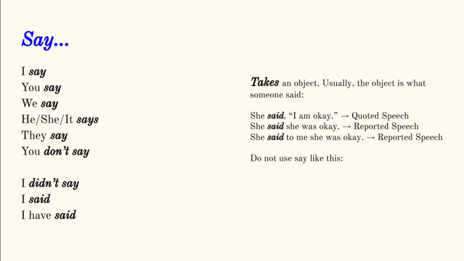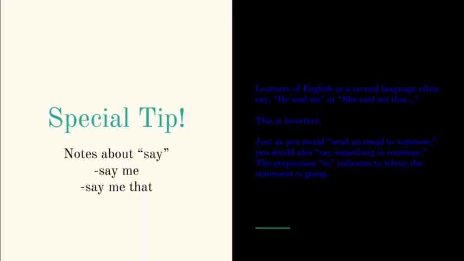So if you want to say exactly how they said it, use quoted speech. But if you change it, you would say, she said she was okay. And sometimes you could also say, she said to me she was okay. Do not use say like this. You don't want to say me or say me that. In other words, let's see these examples. You would not say, he said me he was okay, or she said me that she was okay. This is incorrect.